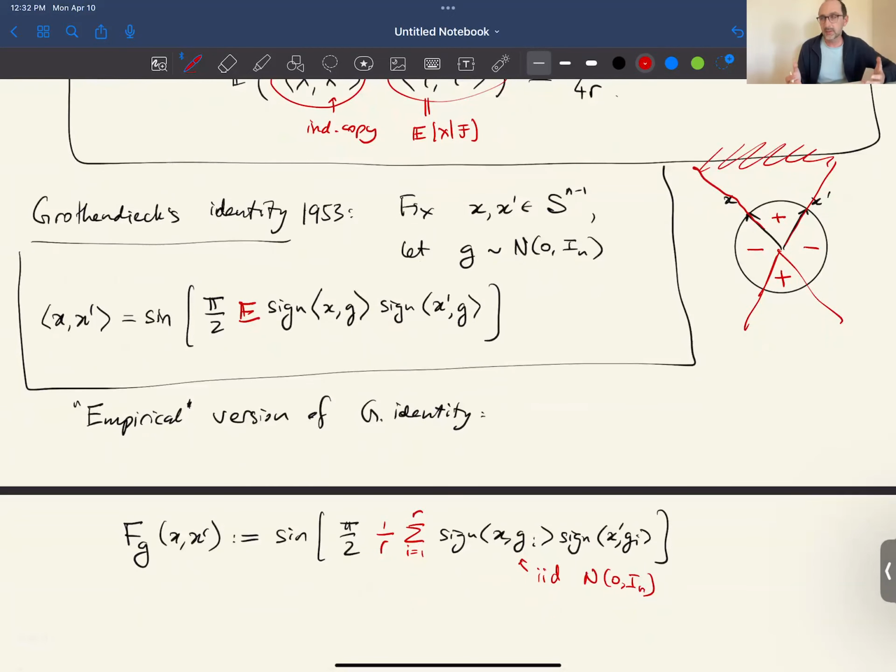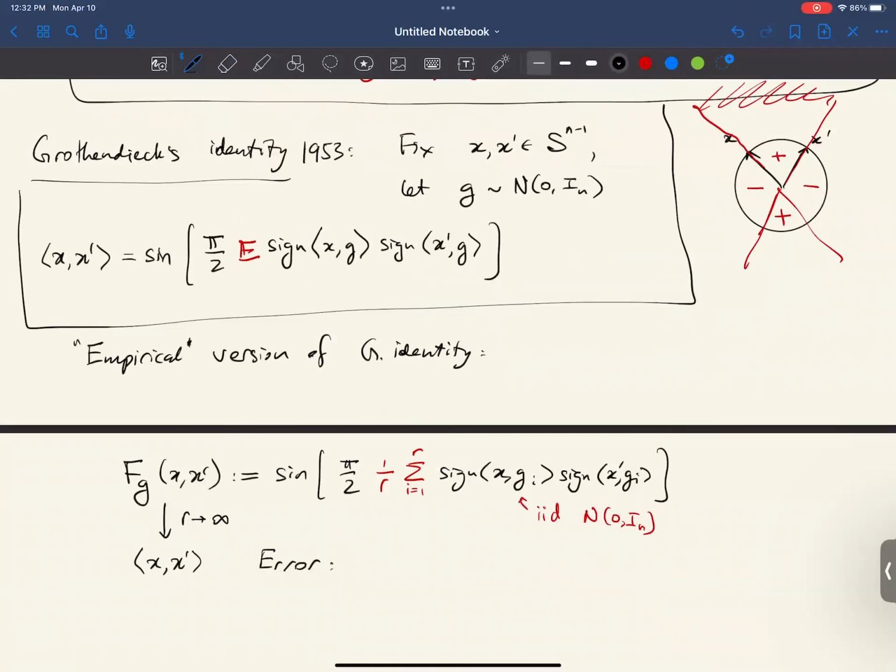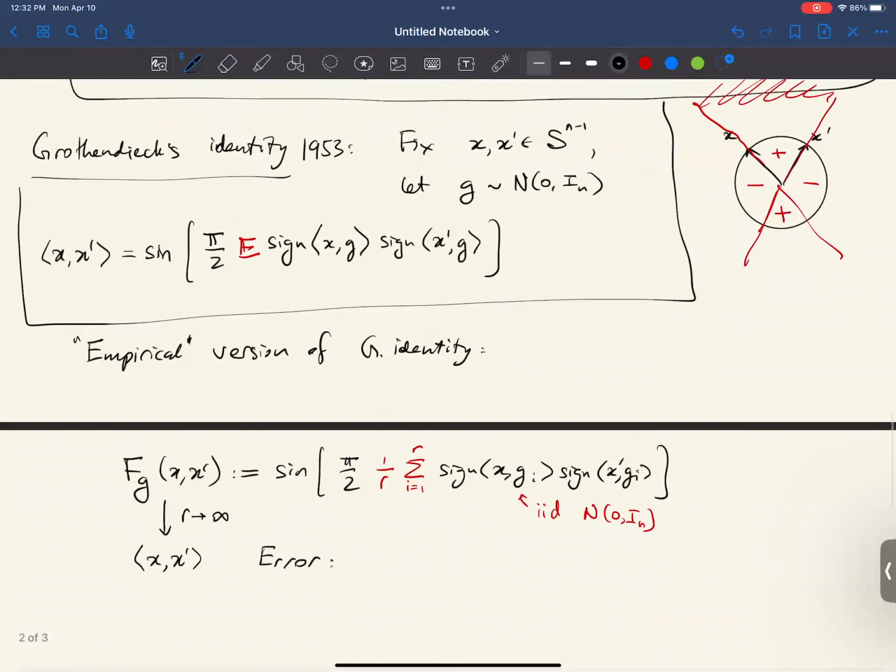Now, by the law of large numbers, the empirical mean converges to the true mean, and the sine is a continuous function. So by the law of large numbers, we have almost surely, when r goes to infinity, this will converge to <x, x'>. Let's compute the error of this approximation for finding r.